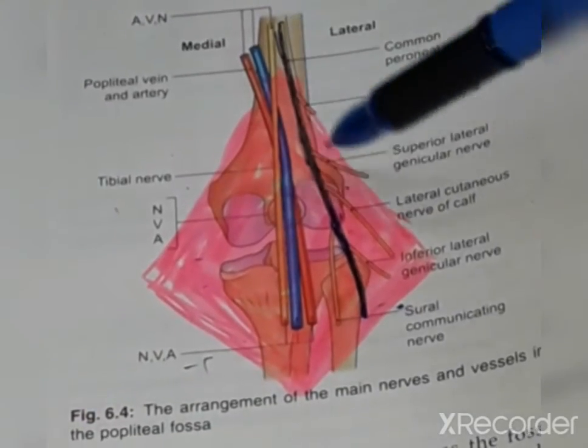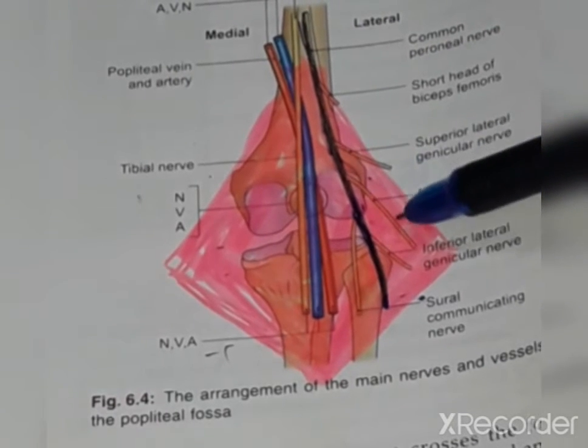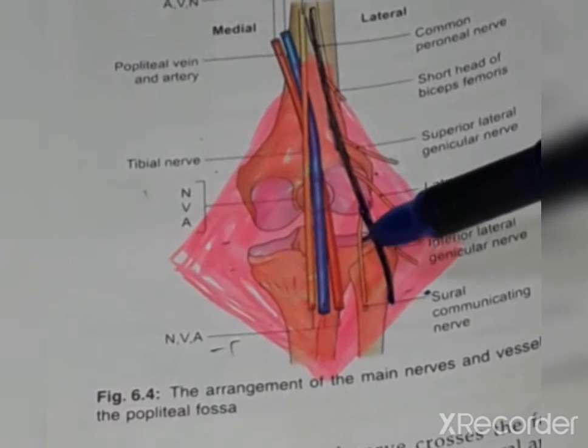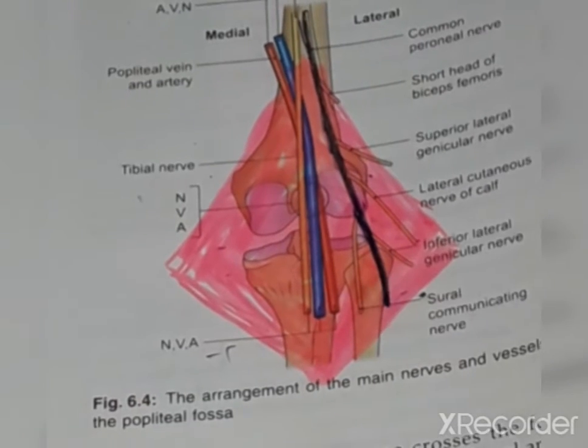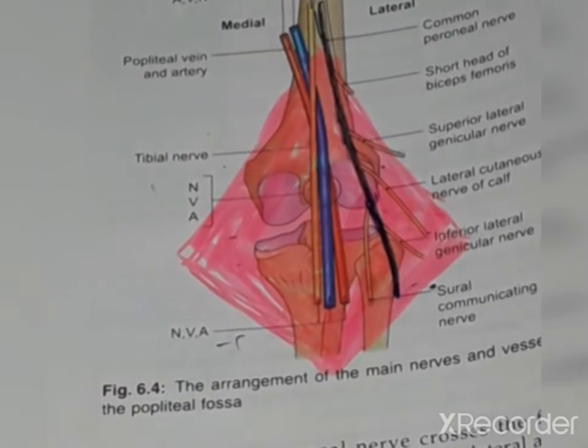This is the common peroneal nerve. This is the lateral cutaneous nerve arising from the common peroneal nerve, and this is the sural communicating nerve which arises from the common peroneal nerve. This sural communicating nerve from the common peroneal nerve joins the sural nerve from the tibial nerve.